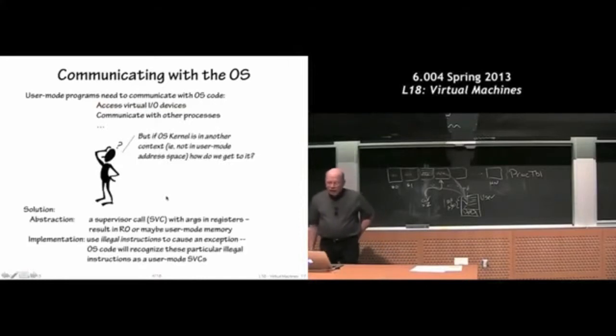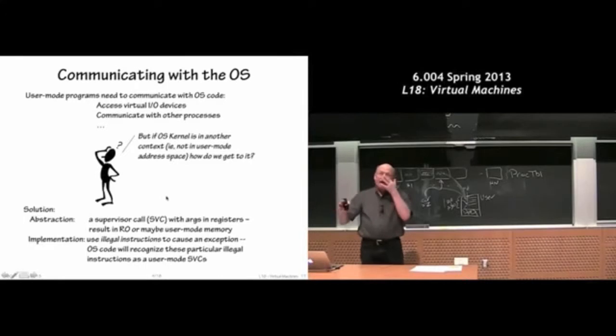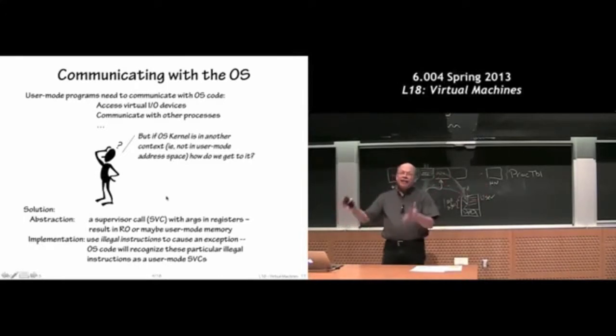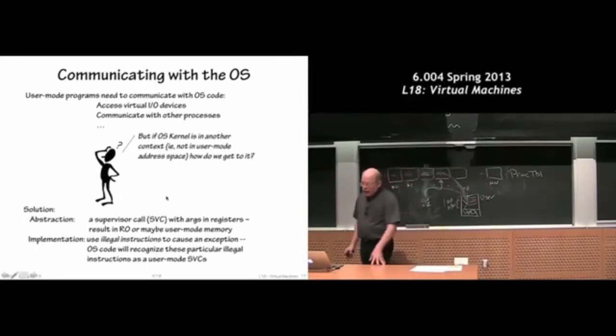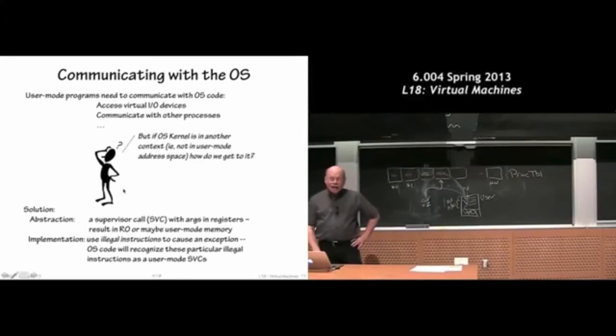So how do we communicate with the OS? We can say, look, it's in a different context, and we keep talking about the user program asking for the time of day. So I'm going to start that discussion here. How do I get to it?